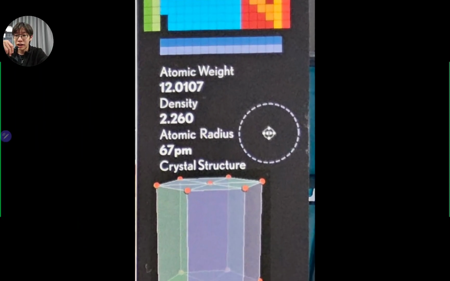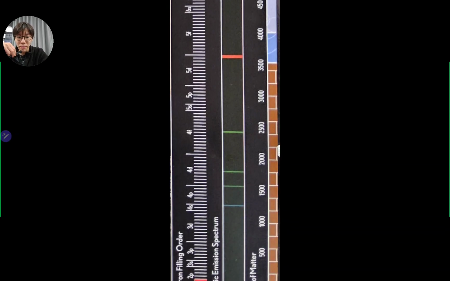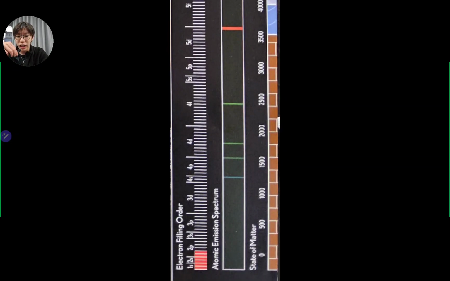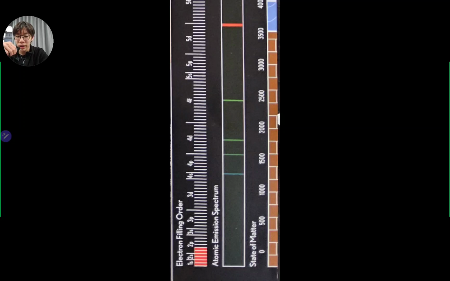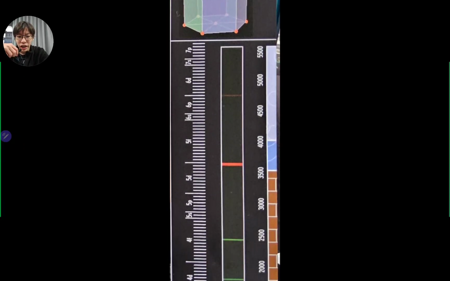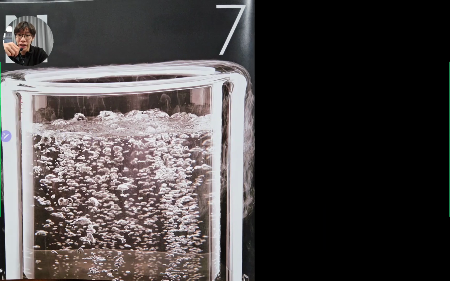Except first, here's our atomic weight for carbon, density 2.26, atomic radius 67 picometers, and crystal structure. There are a lot of forms of it, but mostly it's solid, and it's still low on the electron filling order. The atomic emission spectrum itself is kind of low too. It's mostly solid, and some of it is liquid, but some of it is also air.